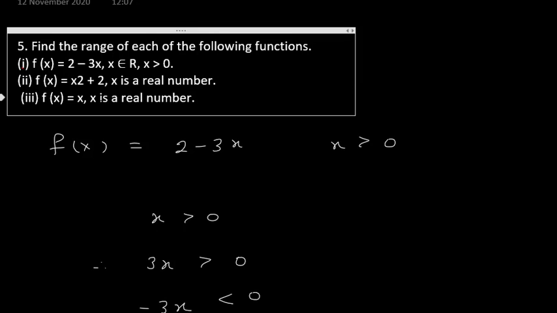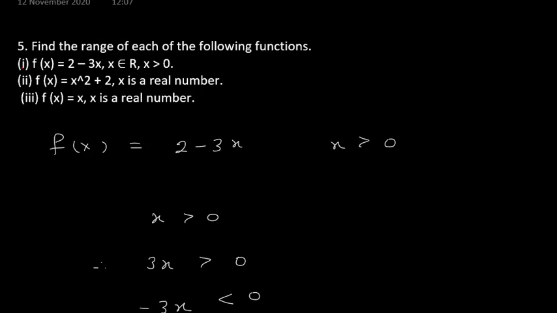Now f(x) is x, here it should be x square. Some printing mistake is there. f(x) is x square plus 2, x is a real number. So f(x) is x square plus 2. Now x is a real number. x can take any value. What value will f(x) take?